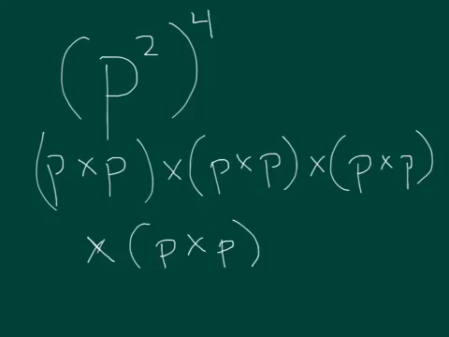And if I put that string of variables, those factors, all together, the base would be P, and I'd have 1, 2, 3, 4, 5, 6, 7, 8 of those. So my answer would be P to the 8th power.